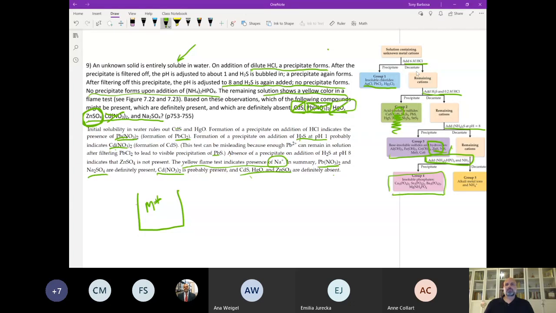Yes, it's only cations you can identify with this chart. Correct. You could probably create something for anions, but that's not as common.